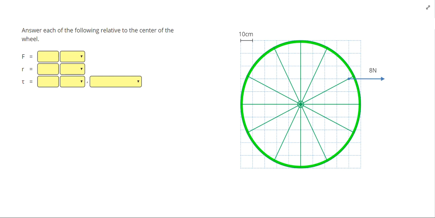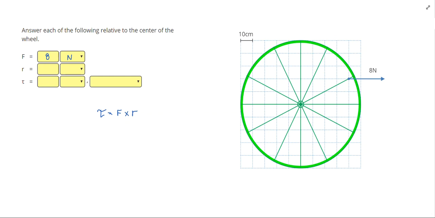Our next video on torque, we're going to take a two-dimensional view of torque and really focus on the equation torque equals force cross radius. In this problem we have an 8 Newton force that is applied to this wheel. So let's go ahead and write down that our force is 8 newtons.